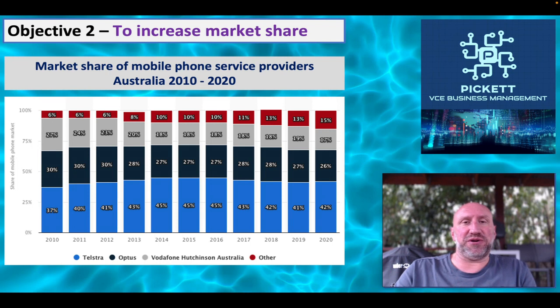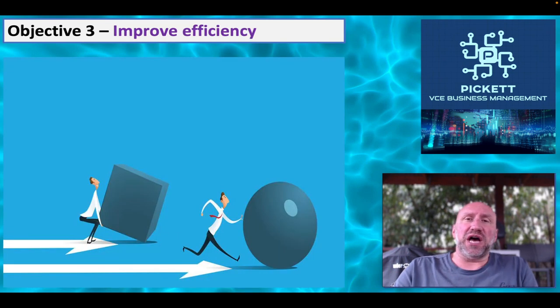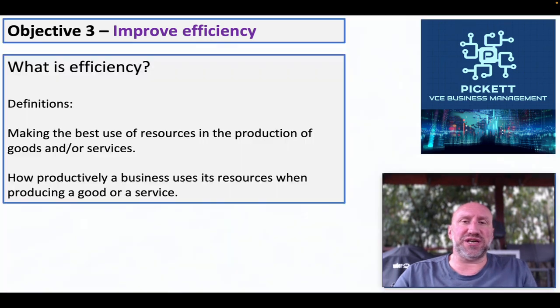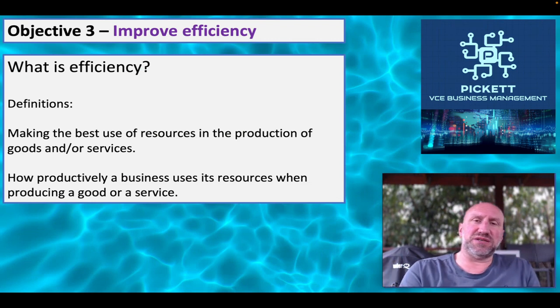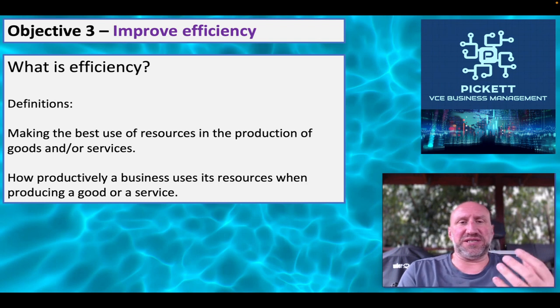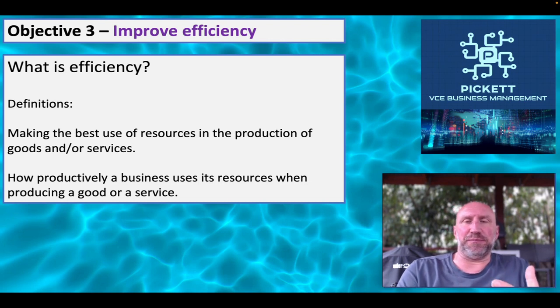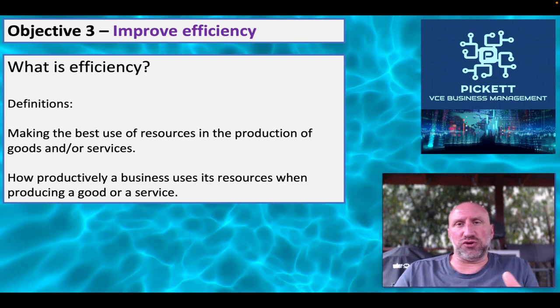they're experiencing. Okay, the third objective on our study design was to improve efficiency. Okay, first off, what do we mean by efficiency? It's a word that we're all aware of, but in terms of a business context, what we're talking about here is the ability to make the best use of our resources when we're producing our goods or our services. So how productively a business uses its resources when it's making its good or producing its service.